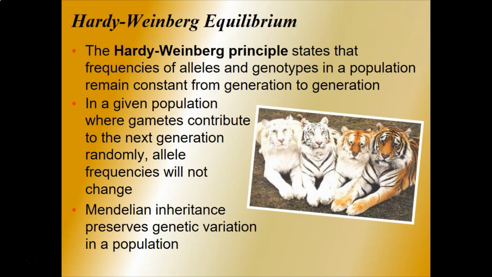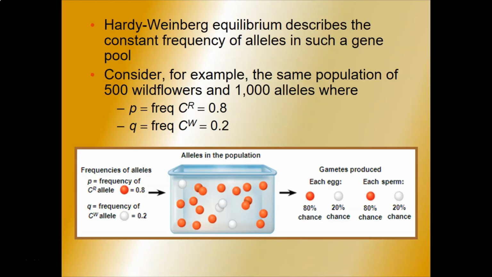So it states that frequencies of alleles and genotypes in a population remain constant from generation to generation. In a given population where gametes contribute to the next generation randomly, allele frequencies will then not change. Which is, again, very, very unlikely. What we're talking about here is craziness. But let's see, Mendelian inheritance preserves genetic variation in a population. Well, of course, sure. We know the rules of Mendel. So here we go. Hardy-Weinberg equilibrium describes the constant frequencies of alleles in such a gene pool.